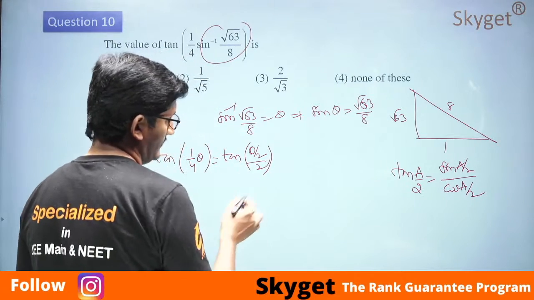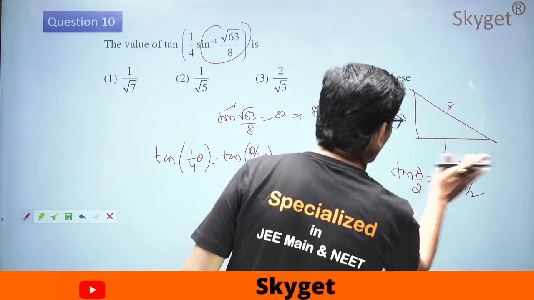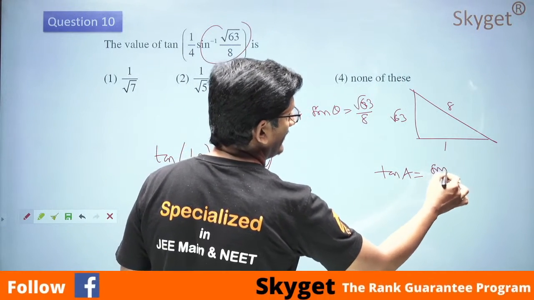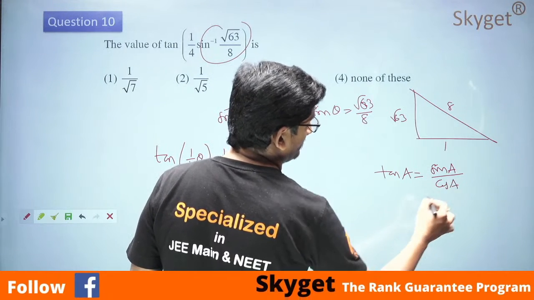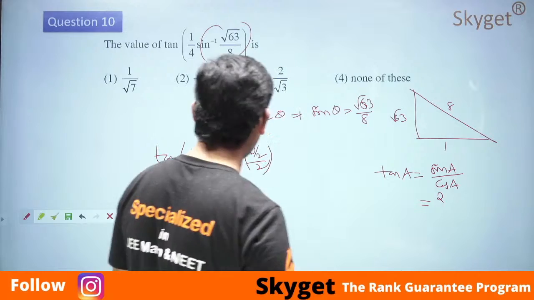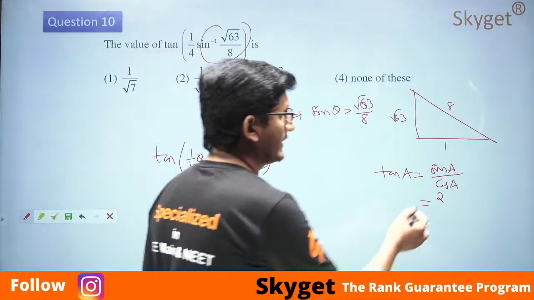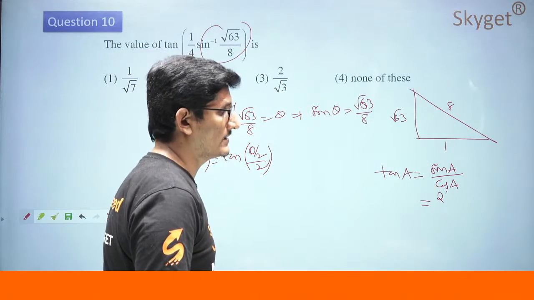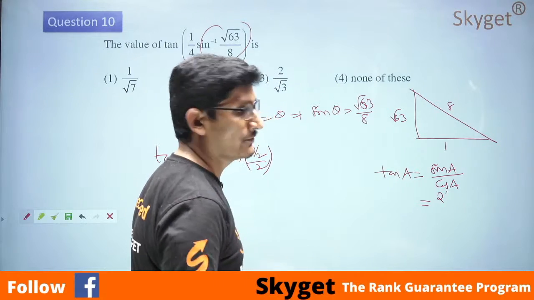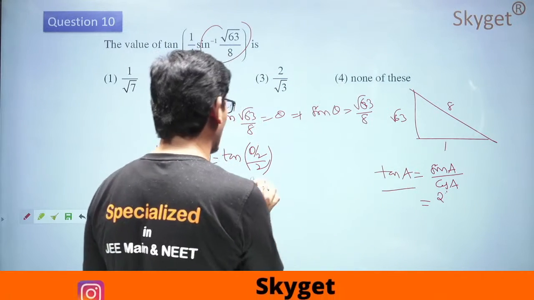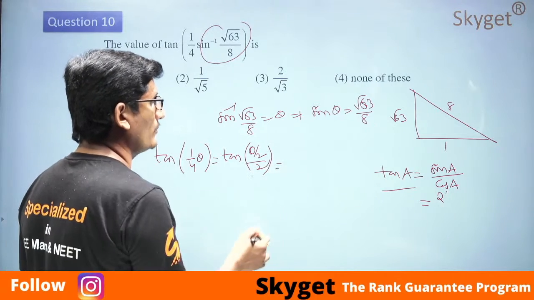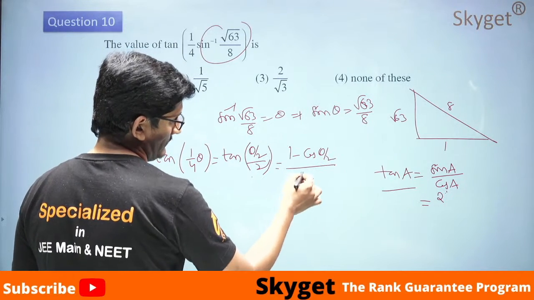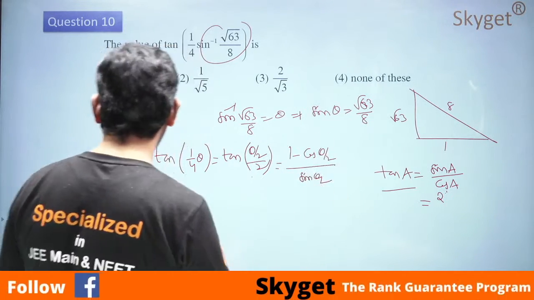So for tan theta by 2, let the value of theta by 2 be a. So tan a is equal to sin a by cos a. So sin a we can write as 2 sin a by 2 cos a by 2. Next, cos a in terms of a by 2 we can write as 2 cos square a by 2 minus 1. By using that formula we get this. So tan theta by 2 is equal to 1 minus cos theta by sin theta. By using this formula we get the answer.